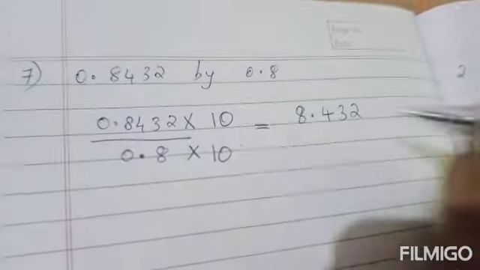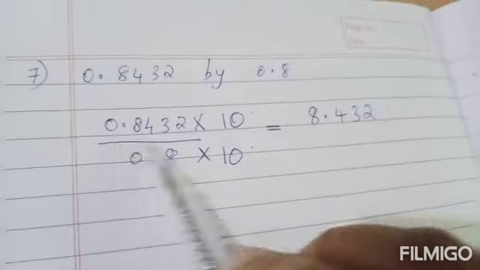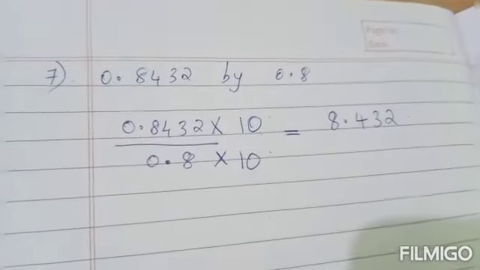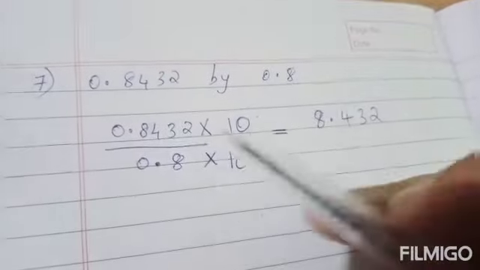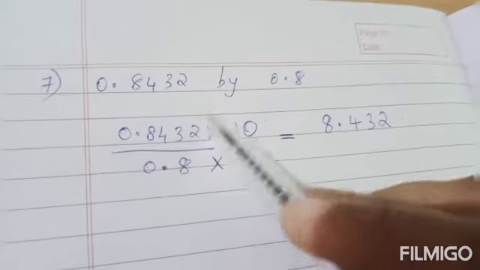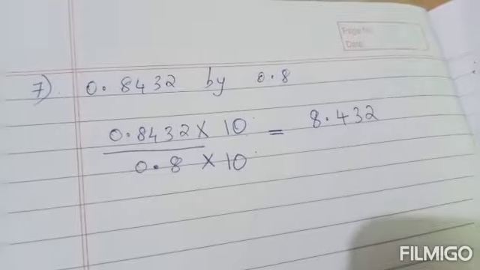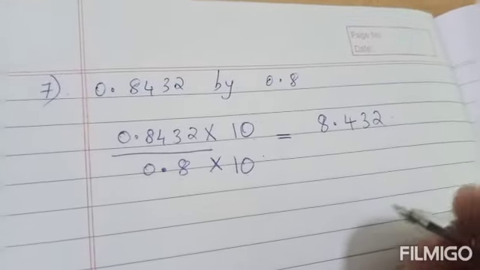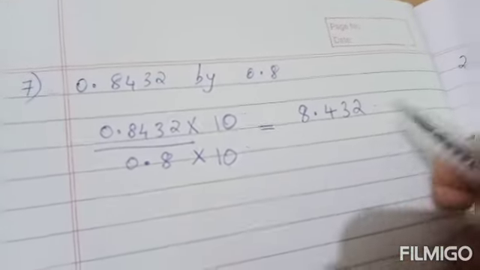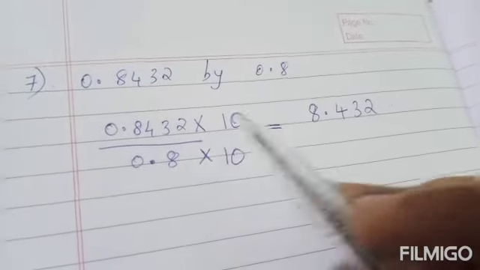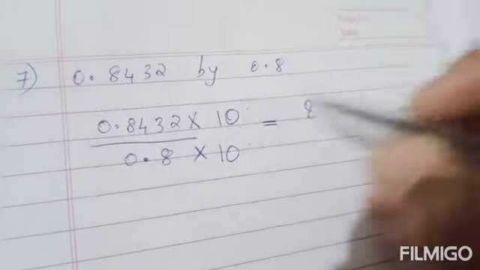8.432. If you are multiplying a decimal by 10, then the decimal point will move one place to the right. In case of multiplication, the decimal point will move to the right. In case of division, the decimal point will move to the left. So here, since it is multiplication by 10, the decimal point will move one place to the right.